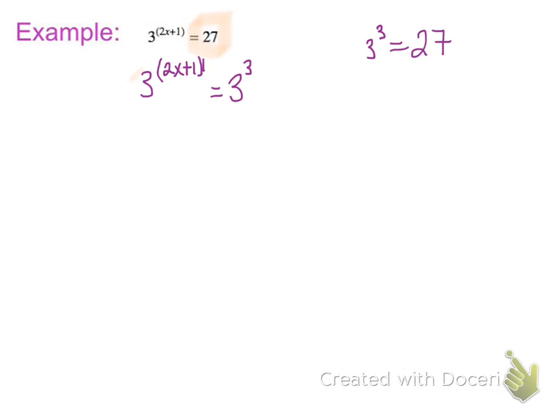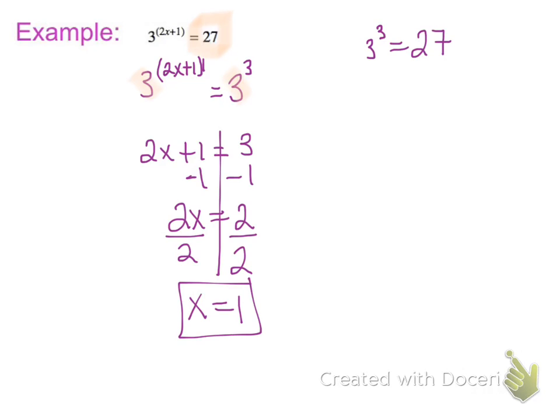And now that they have the same base, remember there's that property you're going to learn in Algebra 2 that allows us to take the exponents and set them equal to each other. So we're going to take 2x plus 1 and set that equal to 3. And now it's a much easier equation to solve. Let's go ahead and finish solving this equation. So hopefully you ended up with x equaling 1 and you have completed all of your Cornell notes.